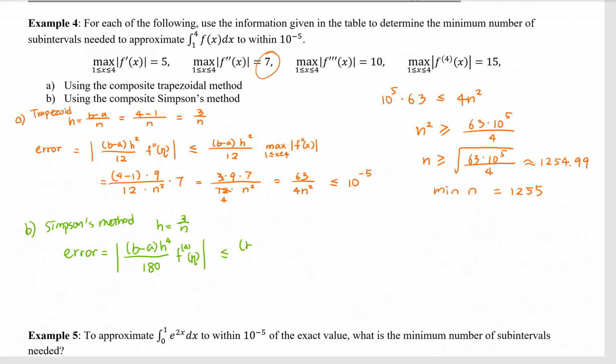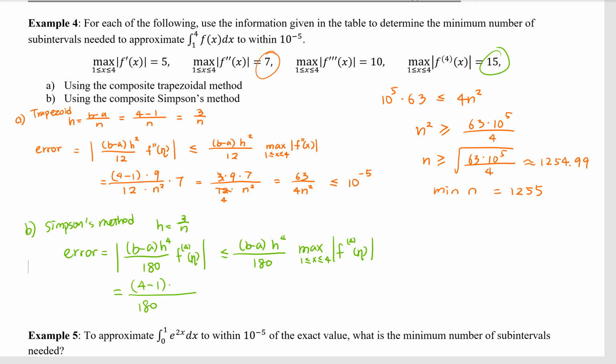Well, that's less than or equal to, b minus a is positive, h is positive, 180 is positive, and then the fourth derivative is less than or equal to the maximum bound over the interval of the fourth derivative. So even though the problem gave us the first, second, third, and fourth derivatives, we actually just need the second one and the third one. Okay, so let's do it here as well. That equals 4 minus 1 times h. Okay, let's do it later. 180 down there, h to the fourth.